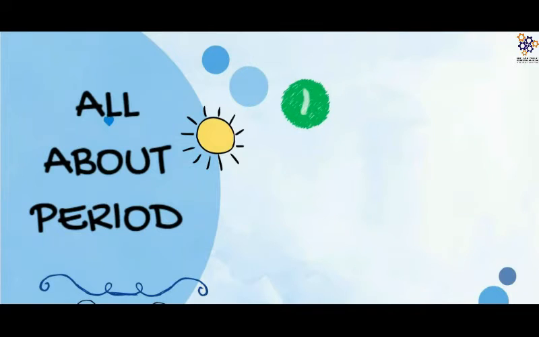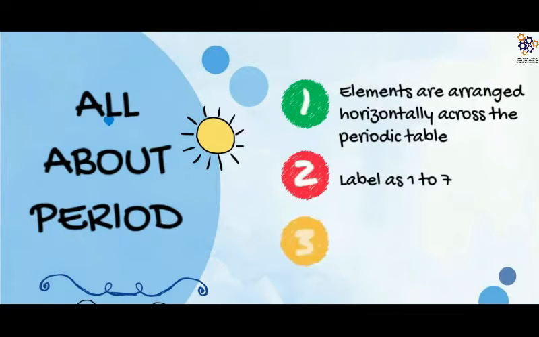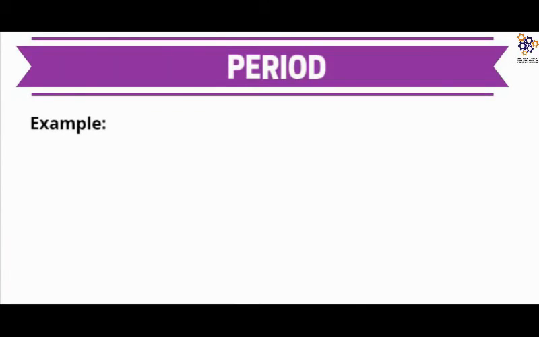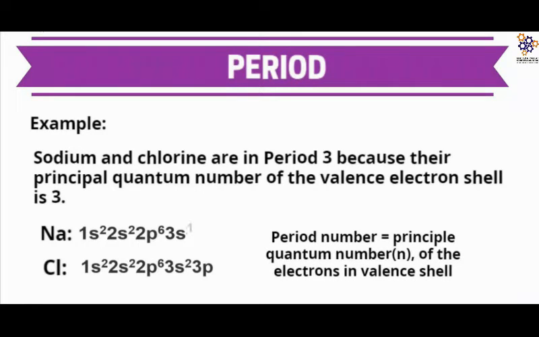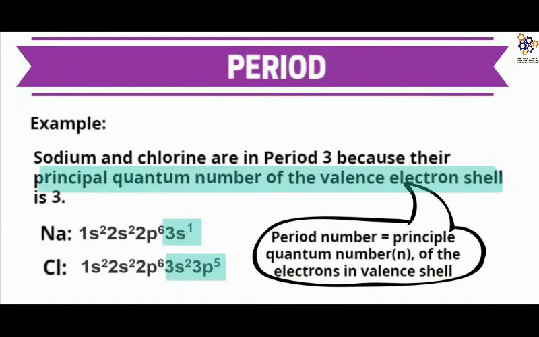Let's go into more detail about period. In the periodic table, elements are arranged horizontally across the periodic table. The periods are labeled 1 to 7. Elements in the same period have the same number of valence shells. For example, sodium and chlorine are in period 3 because the principal quantum number of the valence electron shell is 3.